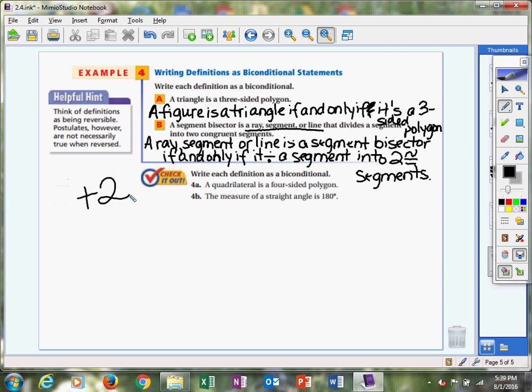I'm going to give +1 for 4A and +1 for 4B. If you can rewrite those definitions as a biconditional and just do it as accurately as you can and, you know, talk it out. See if it makes sense to you. All right, if you have any questions, write those down and let's talk about them.